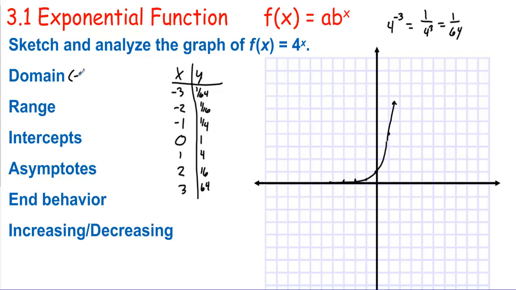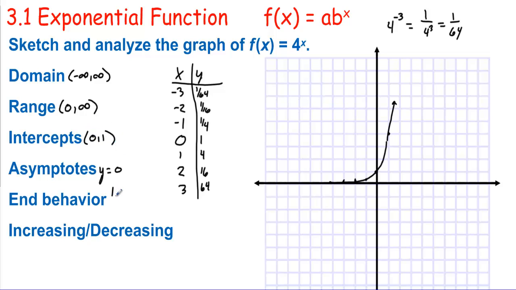The domain is -infinity to infinity. There's nothing we can't plug in. There's no radicals and there's no denominators. The range is 0 to infinity. It is leveling out to 0, so we have an asymptote at y equals 0. We have a y-intercept at 0, 1.